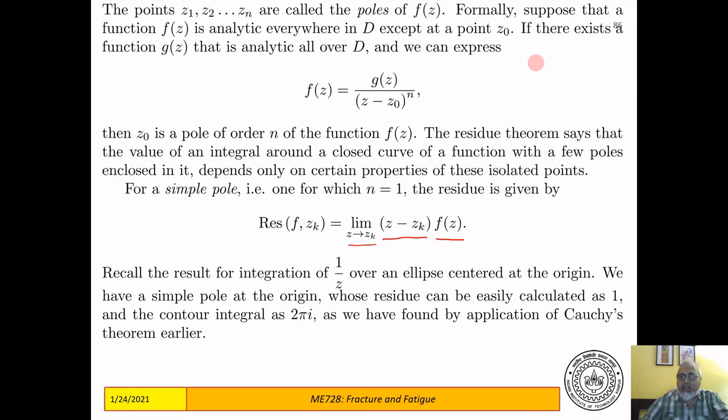For example, I had this function f(z) equal to 1 by z. This has a pole of order 1 because the power of z is 1, and it has a singularity at z equal to 0. So I multiply it by z minus 0, times 1 by z. So the residue comes out to be 1. Therefore there's only one singular point.